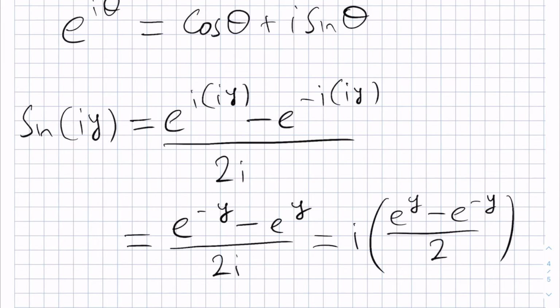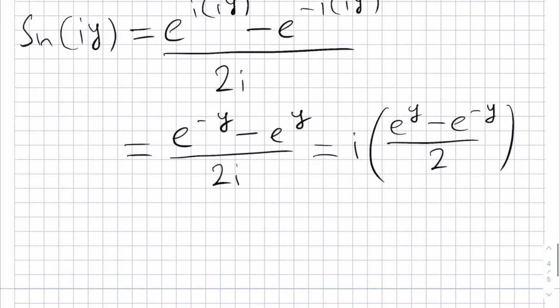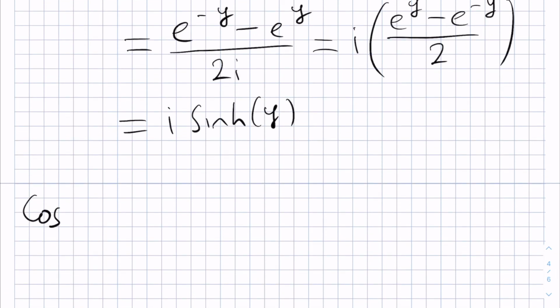And then we recognise this expression here as the hyperbolic sine of y. So we have i sinh of y, which is the hyperbolic trigonometric function sinh. Similarly, doing the same for cos, and I'll leave it as an exercise, this ends up giving us cosh of y. There's no i involved here. In particular, the hyperbolic trigonometric functions arise as the standard trigonometric functions with imaginary inputs.